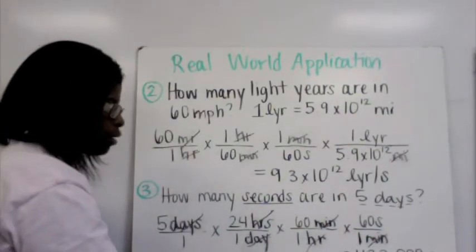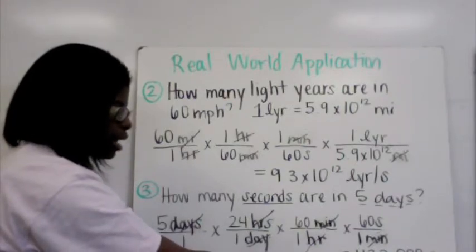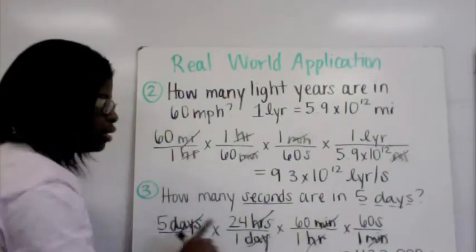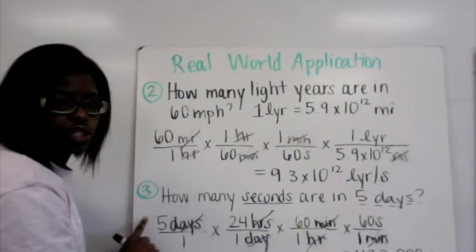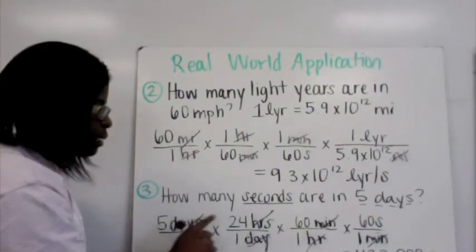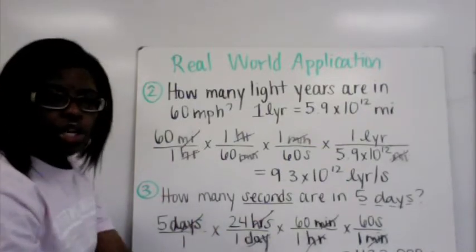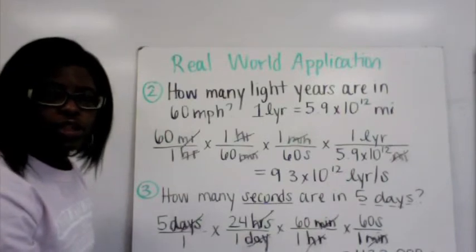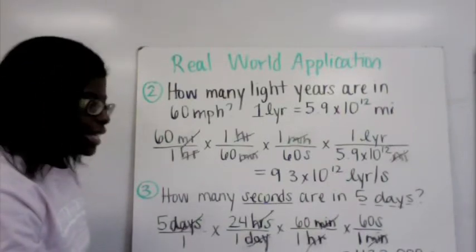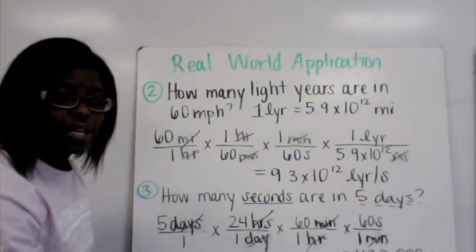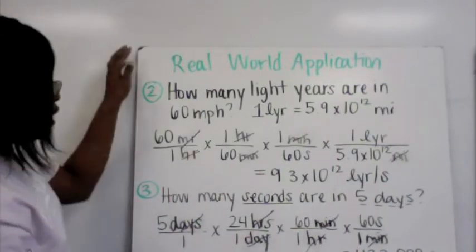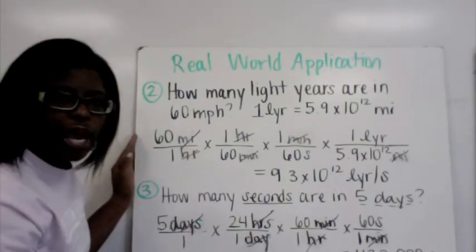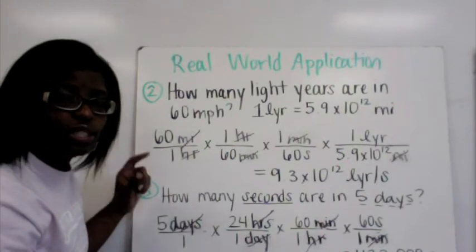So we multiply across for the numerator and denominator. Here, denominator is just 1, so whatever you multiply across for your numerator is your answer. 5 times 24 times 60 times 60. You should get a final answer of 432,000 seconds. And after you keep practicing, this will become second nature, so good luck.